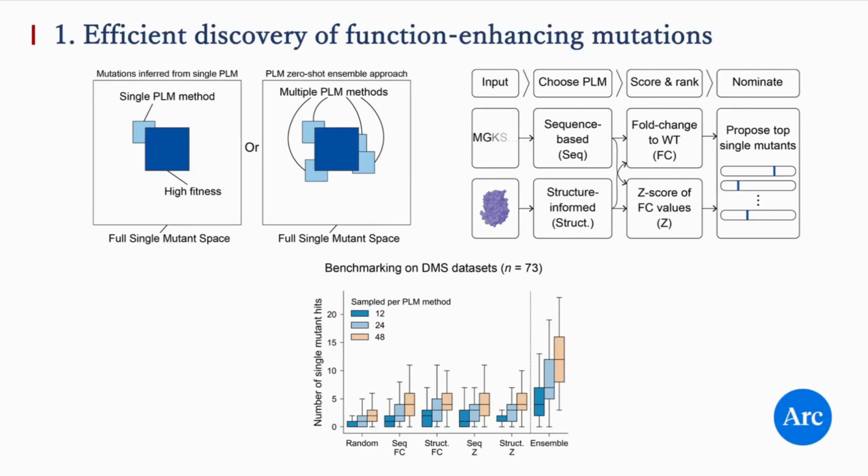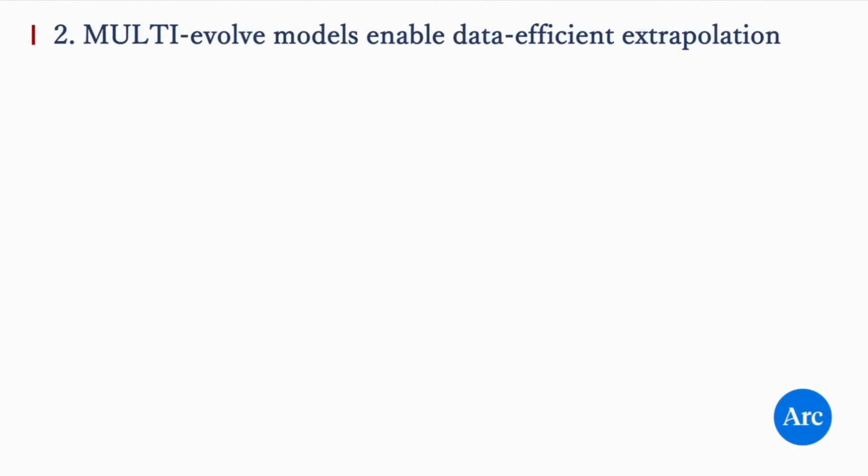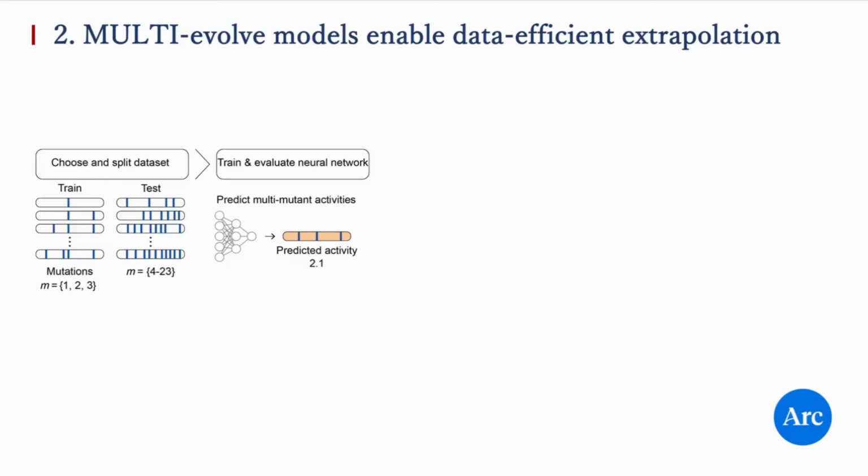So given that we can now rapidly identify enhancing mutations, we next asked how could we take these mutations and efficiently predict the optimal combination of these mutations. Previous studies have shown that neural network models enable extrapolation to multi-mutants, but relied on large training datasets. So we performed computational benchmarking to determine the minimal training dataset composition required for extrapolation.